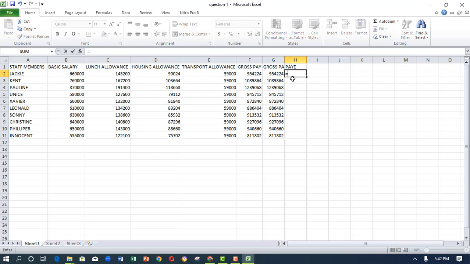So I'm going to say equal sign. Remember, we always start with an equal sign. 2.5% times the basic pay, and our basic salary is in cell B2. Okay, so you press enter or you click enter and then you auto fill to calculate for the rest of the employees. Don't forget to save the changes, Control S.